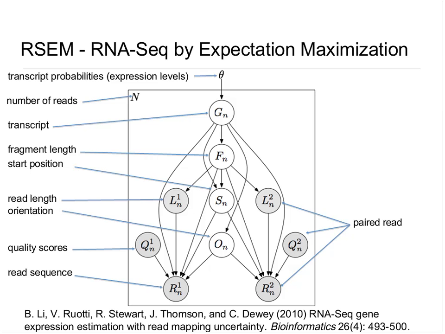I don't have time to go through all the details of the model, but it takes into account a number of different features of RNA-Seq data, including the lengths of the fragments, the true transcript from which each read is derived, the start positions of those reads, quality scores, et cetera. And at the end of the day, it's finding maximum likelihood estimates of abundances of each transcript, and to do so, it uses a commonly used algorithm called the expectation maximization algorithm.